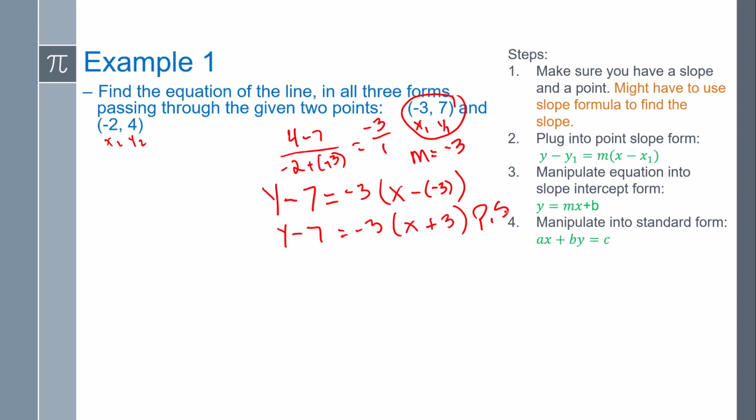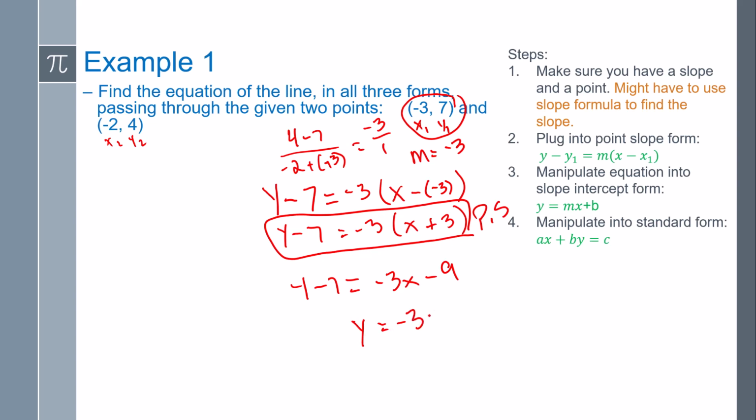Now I can manipulate that to my slope-intercept. So I can distribute that -3. Here, I'll box it. But distribute that -3. Add the 7. And there is my slope-intercept form. And now I can manipulate that to standard form. Add 3x to both sides.